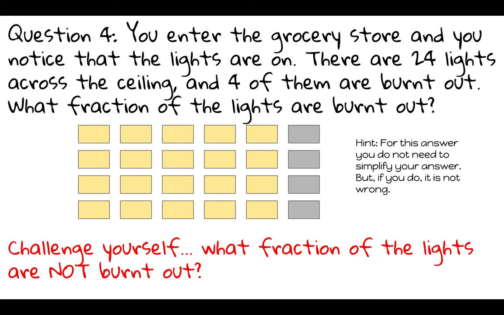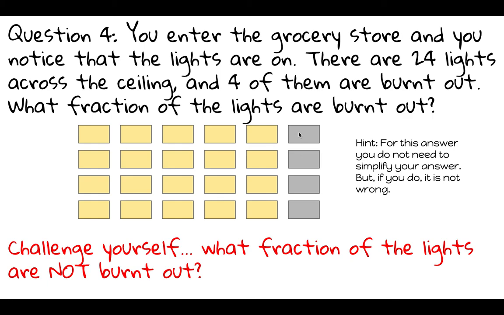So question number 4 is right here. You enter the grocery store and you notice that the lights are on. There are 24 lights across the ceiling and 4 of them are burnt out. What fraction of the lights are burnt out? For this, you do not need to simplify your answer, but if you do, it shouldn't be wrong. So you have 1, 2, 3, 4 lights burnt out of 24. So you would have your fraction as 4 out of 24.